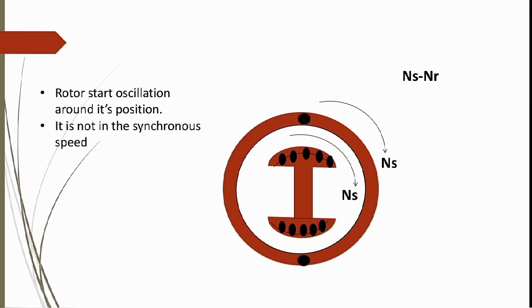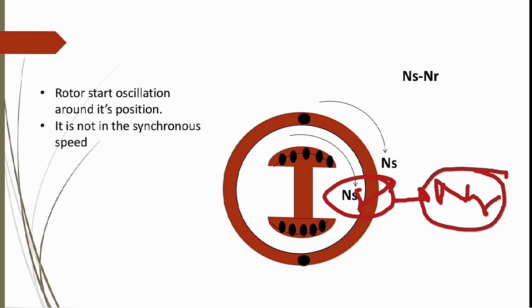here you see it is not at the synchronous speed. When the rotor is moving, or you can say oscillating, the speed of the rotor changes. It is not ns, actually it is nr. So the speed of the rotor is changed. Now the difference ns minus nr is shown at the damper winding.